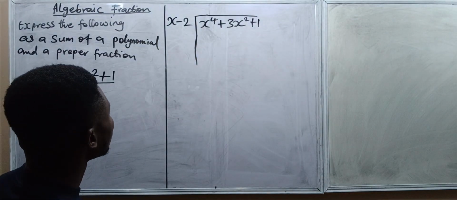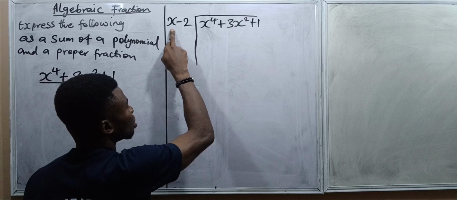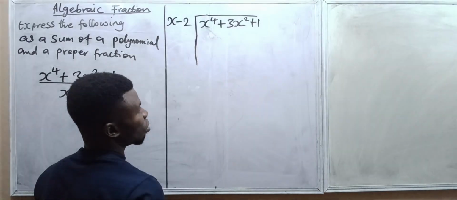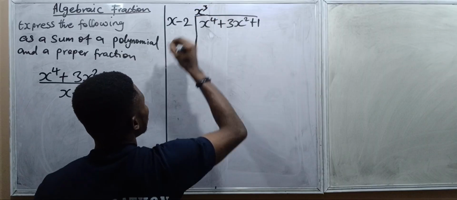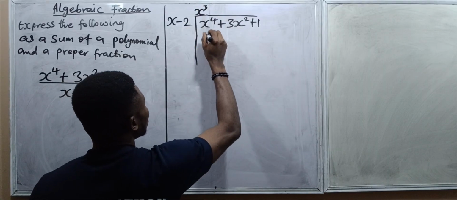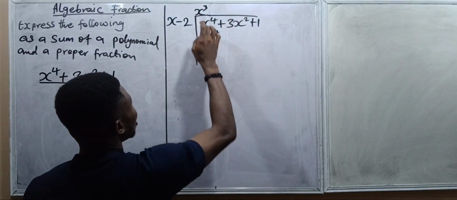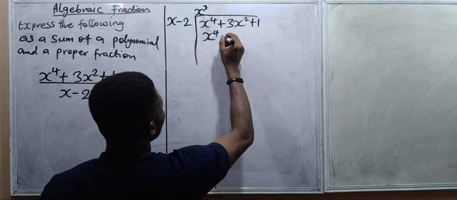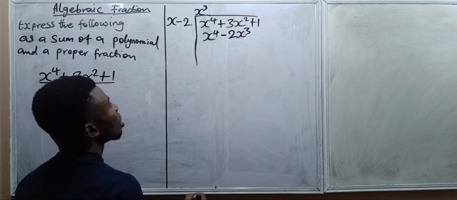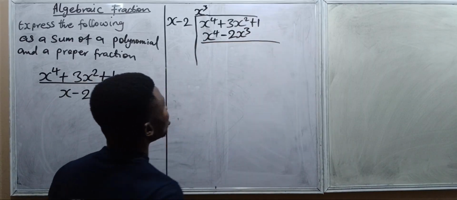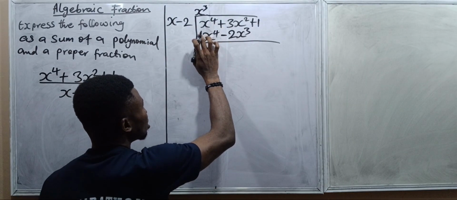So we look for the number or a variable that when we multiply with x gives us x to the power 4. And what is that? It is x cubed. So x cubed times x will give us x to the power 4, and then x cubed times minus 2 will give us minus 2x cubed. And that is all. Then we subtract the first from the second. Remember, we're subtracting the first from the second, so there is a minus sign here.